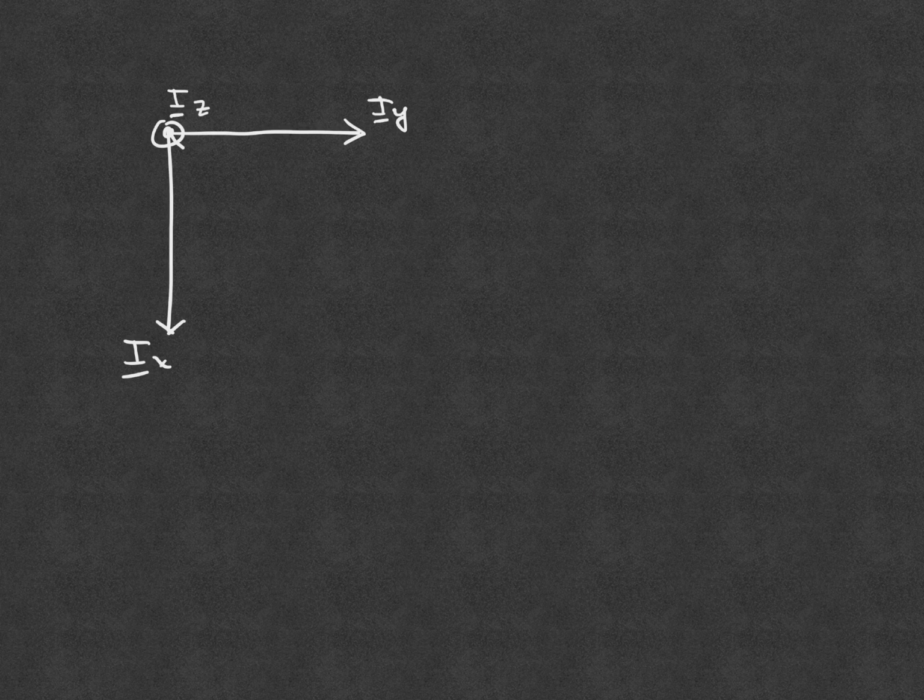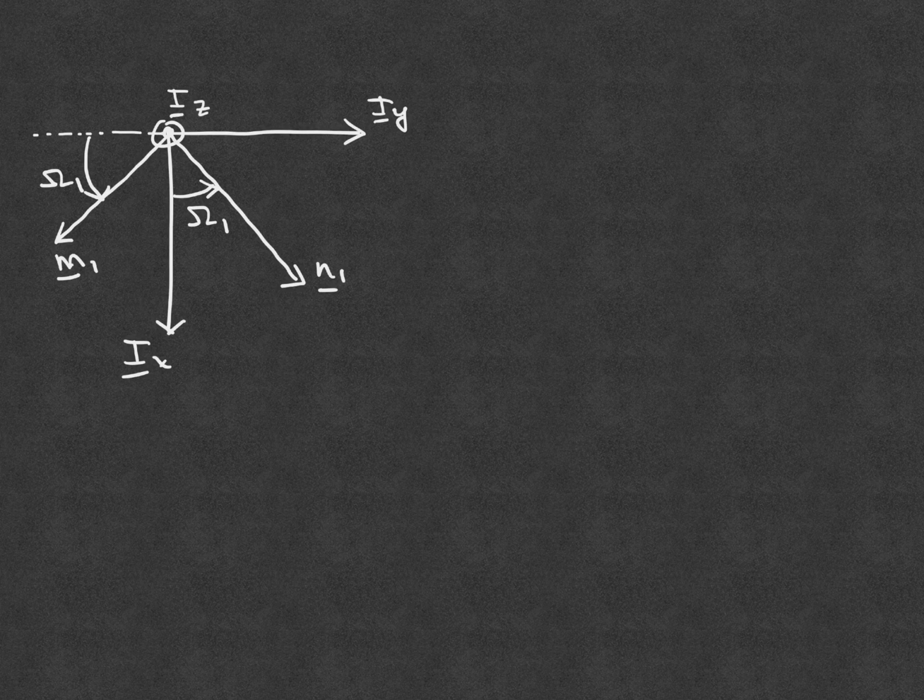Now the line of nodes for the first orbit is n1, and the angle between ix and n1 is omega 1. I'm going to define a new vector. I'm going to call that vector m1. m1 is orthogonal to n1, and it lies in the equatorial plane such that the angle between negative iy and m1 is omega 1. Now, similar to this diagram, I have another diagram for the second orbit.